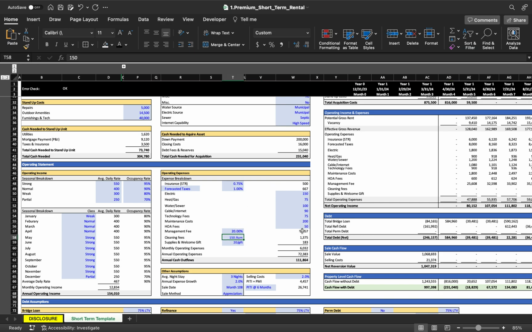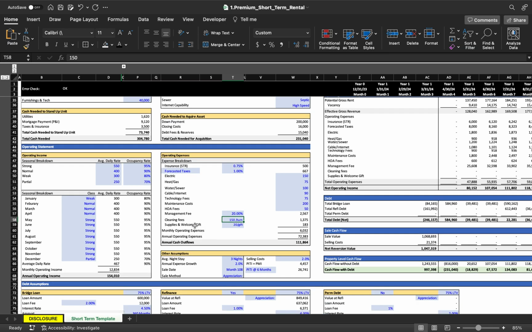Then we have cleaning fees. So you'll notice here we have cleaning fees of $150 per turn. Well, under the other assumptions box, we have assumed that the average nightly stay is 3 nights, which means that you're only paying $150 to clean the place every 3 nights. So if we made this 2 nights, you'll see that cleaning fee changes, right? Because now there are approximately, let's say, 15 turns in a month. And if we make this 10 nights, there are only really 3 turns approximately in a month. So then that changes as well.